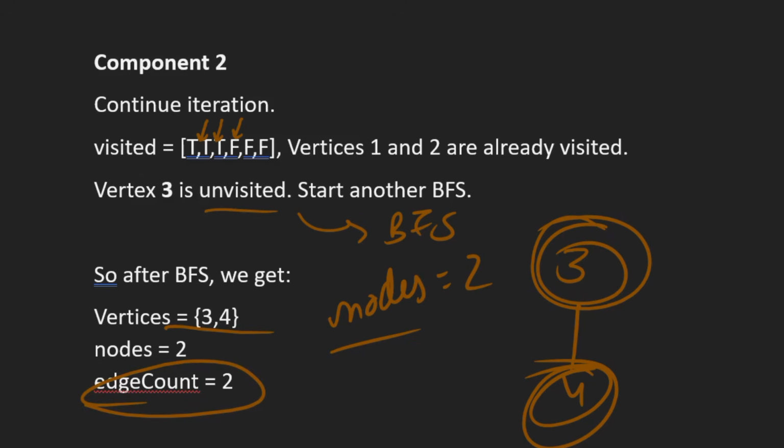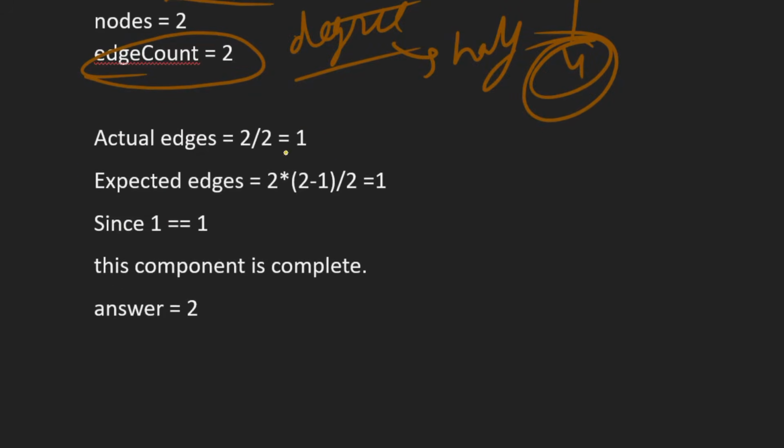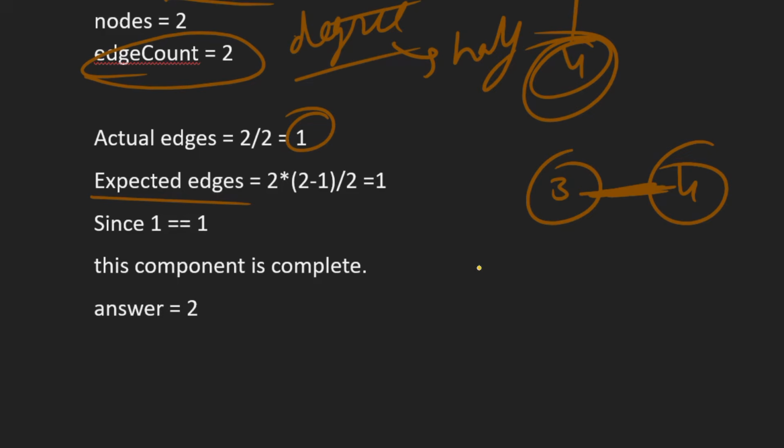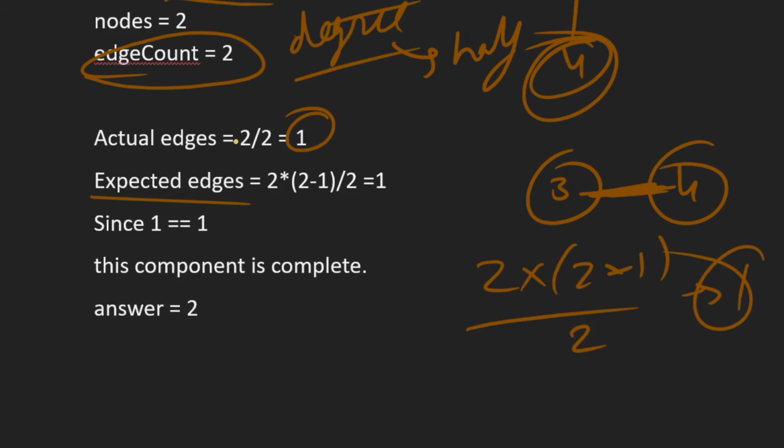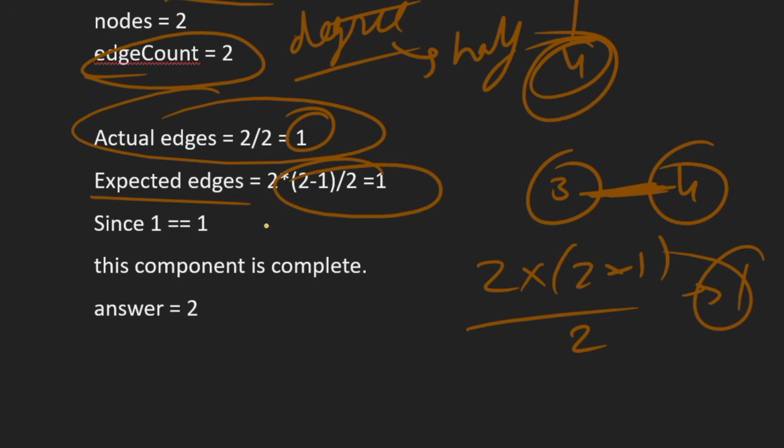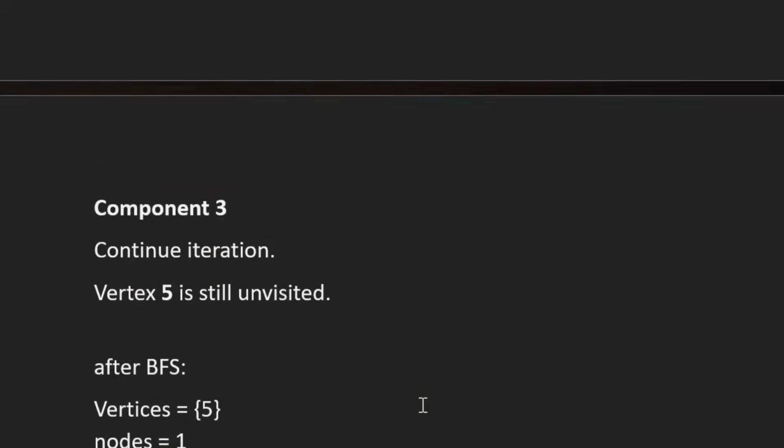So now this edge count is basically the sum of the degrees. So we'll halve it to find the actual number of edges. So the actual number of edges is 1, which is the edge between 3 and 4, right? And the expected number of edges should be k into k minus 1 by 2, where k is the total number of nodes, that is 2, so it will become 1. So actual edges are 1 and the expected number of edges is 1, so both are equal. That means this component is also complete. So our answer will become 2, right?